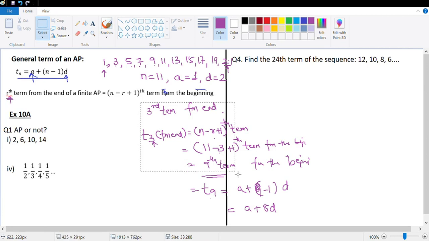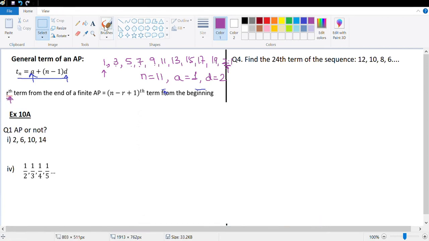In case you found this confusing, we will look at another question when we look at this formula, when we get into a question of this kind. Okay, I have started exercise 10A. It says figure out whether this is an AP or not.